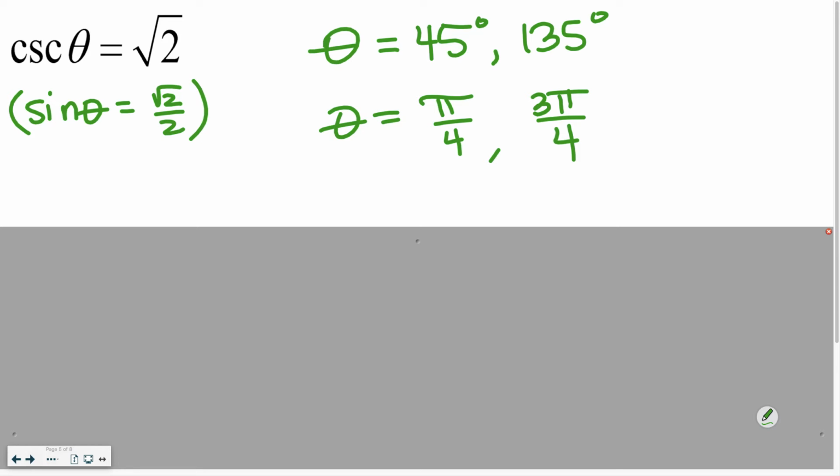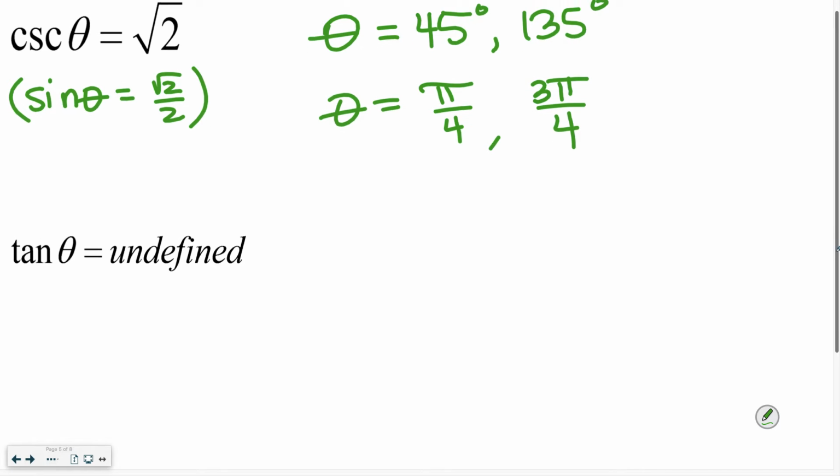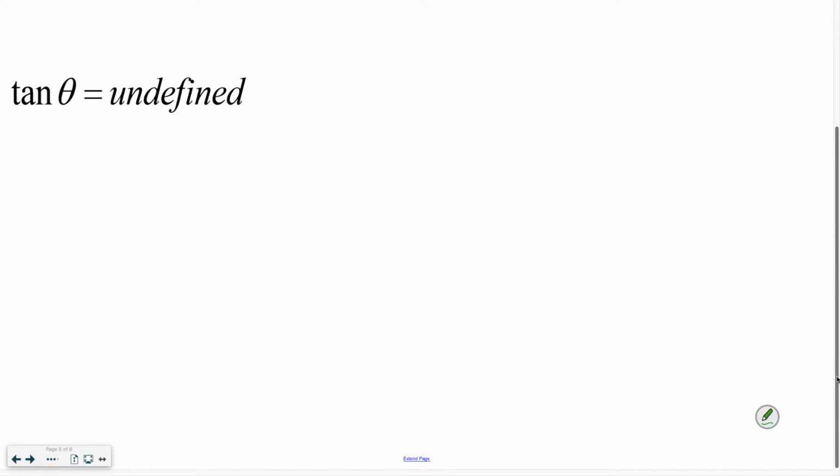All right, I'm going to give you another problem up here, and I want you and your podmates to come up with the answer or answers. The tangent of theta equals undefined. Where does that happen?